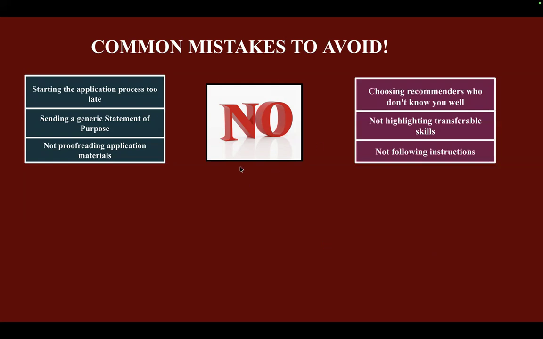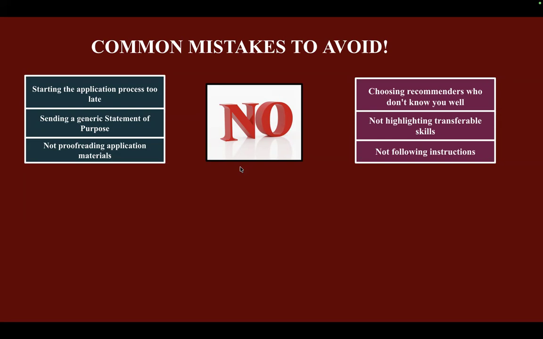Another one is choosing recommenders who don't know you well. You want to cultivate a good relationship with the person who's recommending you, because the grad school committee puts a lot of focus on the recommendation letters, and they ask for 3 to 5. So there's a lot of emphasis given to that. You don't want to just select someone you've just been in a class with, right? You want this person to know you outside and inside of class, and you want to have a relationship with them when they're writing the LOR for you.